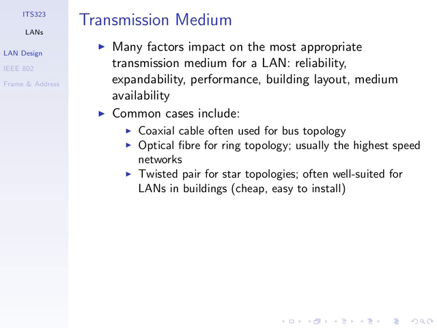Twisted pair is generally the cheapest amongst the different options and easiest to install. We can bend the cables very easily and we can cut them. I can go into the ceiling, cut a cable and join together again very easily. So very easy to install.